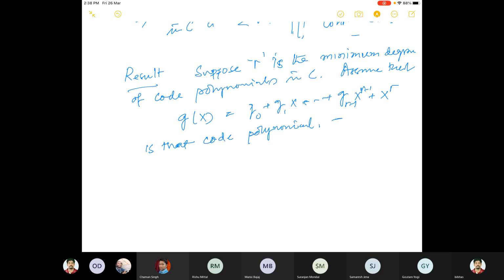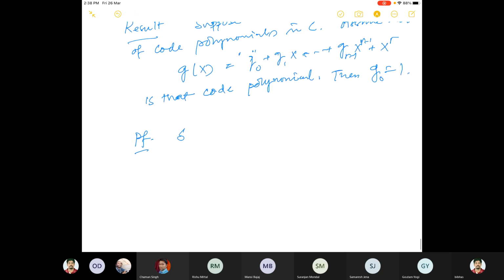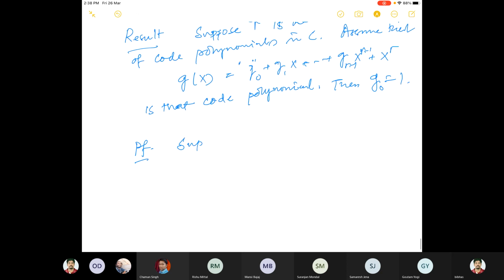Okay. Then we'll show g0 is equal to 1. That means the constant term here will also have to be 1. Okay. So let us prove this. Then, as we said before, we'll use the method of contradiction to prove this. So suppose it is not 1. Suppose it is not 1, then we'll reach a contradiction. Suppose g0 is not equal to 1, means what? Suppose g0 is 0, right? Then what will happen?